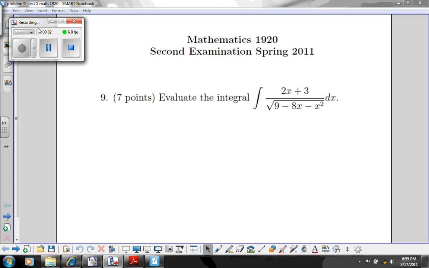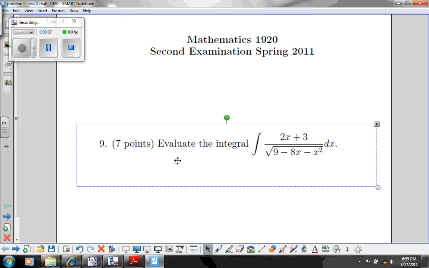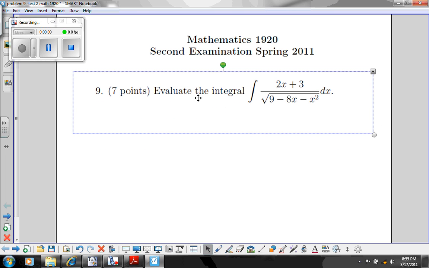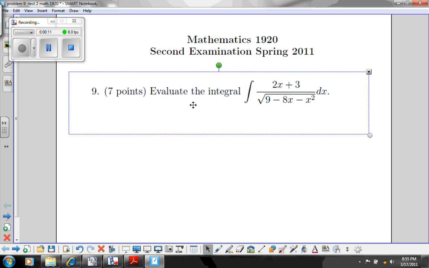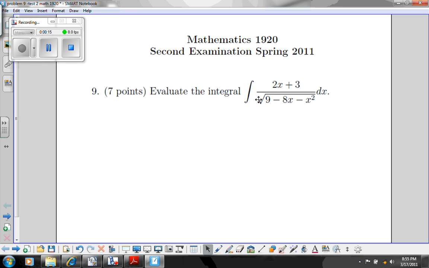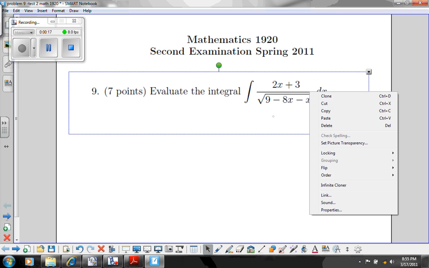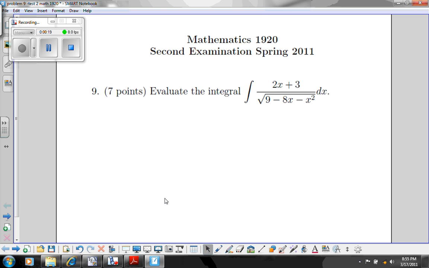This is problem number 9 of the second exam that you had. So this is your second test, and the problem here is to evaluate the integral of 2x plus 3 over the square root of 9 minus 8x minus x squared.